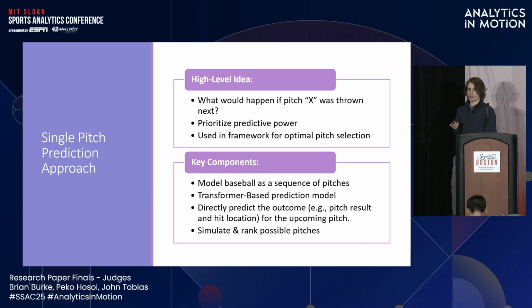We're going to approach that goal by trying to create a model that does single pitch prediction. That is, we want the model to be able to answer the question, what would happen if this pitch was thrown next? If we can create a model that does pretty well at that task, we could then use it downstream in a framework to actually find optimal pitches in a given scenario. We're going to try and do that first by modeling baseball as a sequence of pitches, and then using a transformer-based prediction model to directly predict the outcome one pitch into the future. Once we have that model, we can then use it to simulate potential pitches that can be thrown in a given situation and rank them based on the model's predictions.